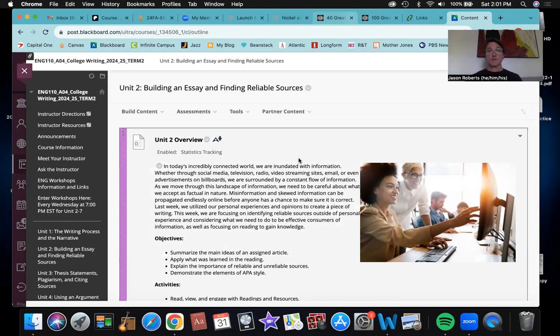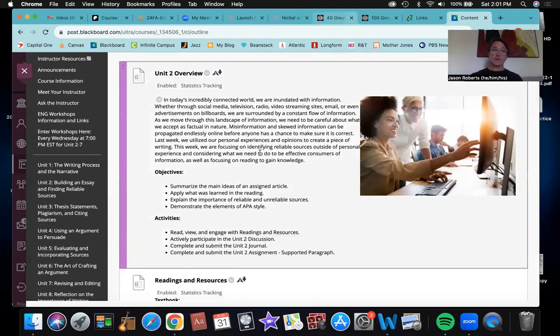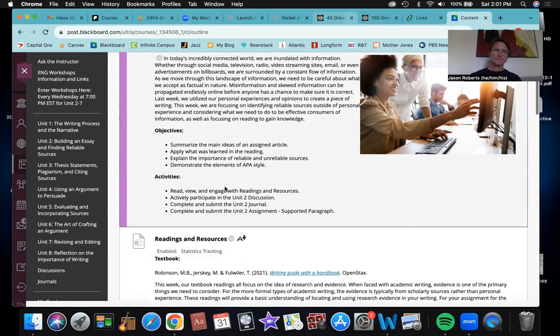As I mentioned in the first week, each of our weekly units look very similar in terms of layout. This is just our second week overview, so it gives you an idea of the topic, the subject matter we're going to be discussing and reading about during this week, a list of objectives, and a list of activities that we're going to engage in. So the objectives: we're going to be working with some assigned reading articles this week, and we have a couple of articles to read, and then applying what we learn in those articles to our writing.